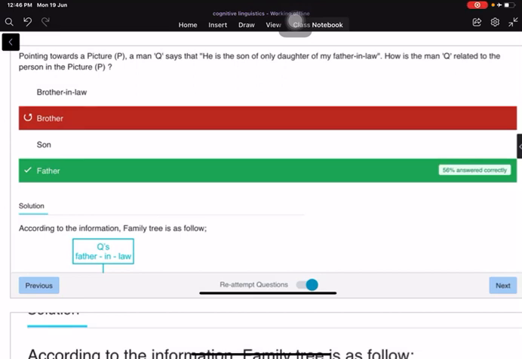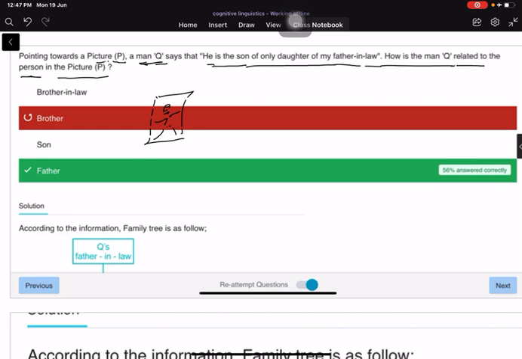Now, pointing at a picture P, man Q says that he is the son of only daughter of my father-in-law. How is Q, the man, related to the person in the picture P? So there's a picture and there's someone in this picture, all right.